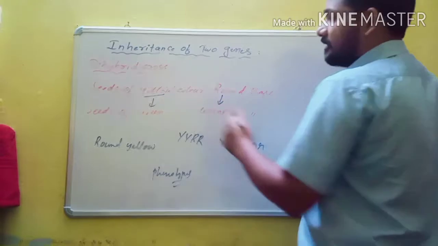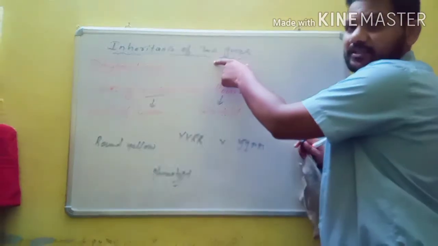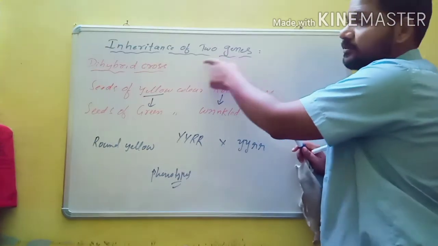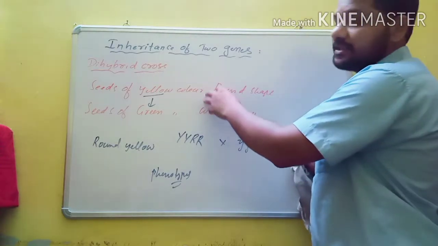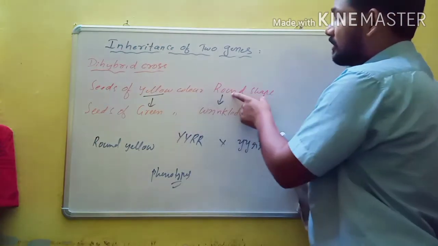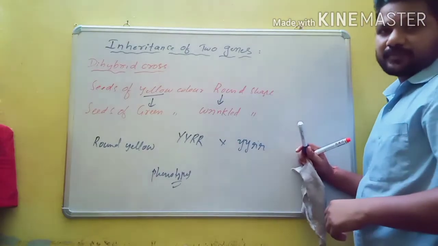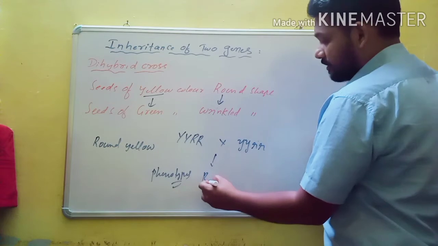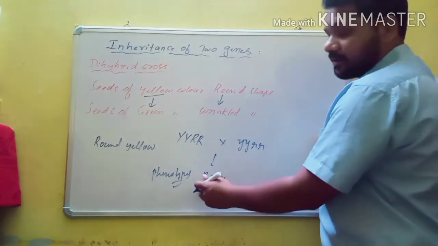So what is inheritance of two genes? Two pairs of characters are inherited from one generation to the next generation. Mendel crossed pea plants that differ in two characters. For example, one plant with yellow color and round shape is crossed with the seeds of green and wrinkled shape. In the F1 generation, all F1 hybrids are round and yellow.